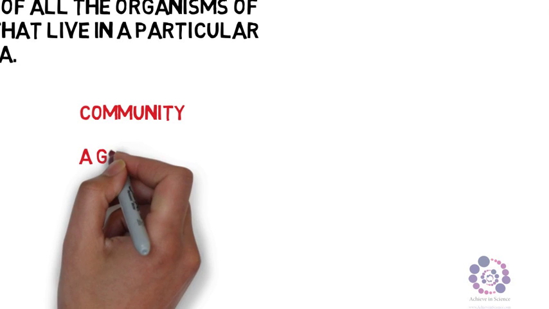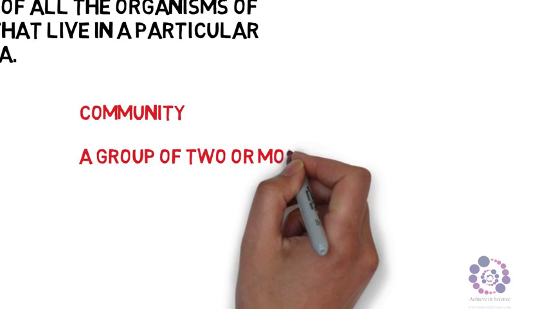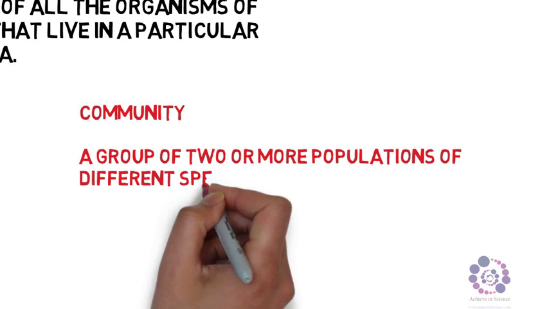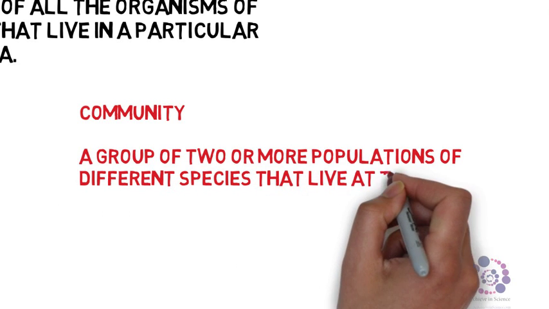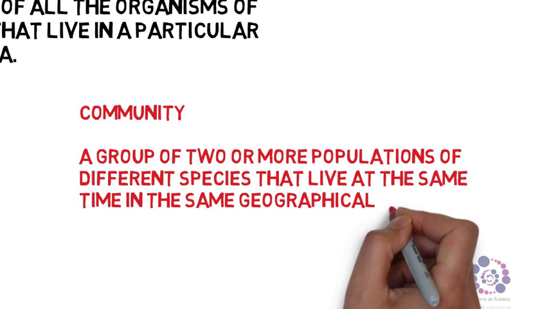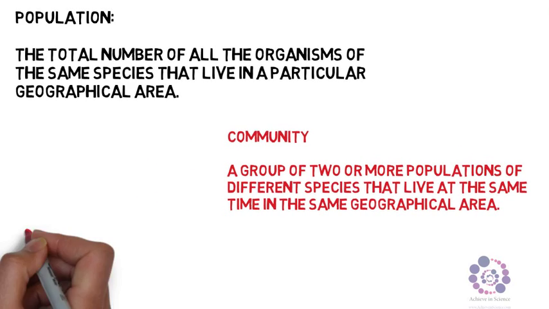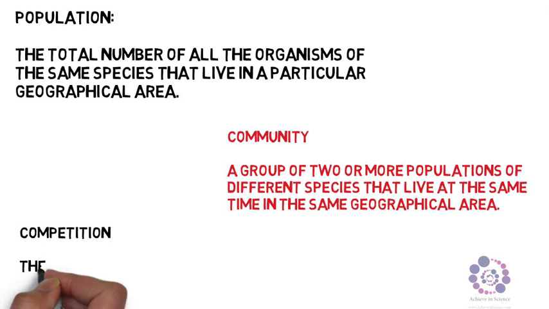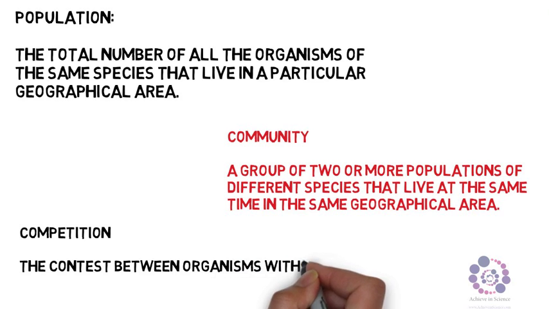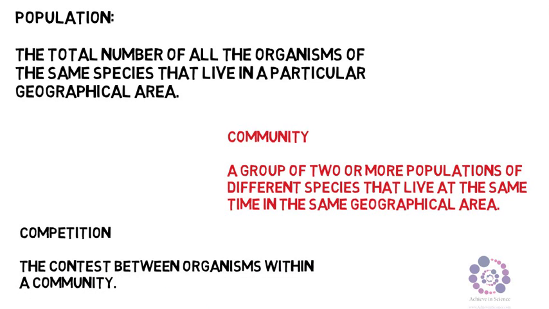The second key term that we need to use is community. This is a group of two or more populations of different species that live at the same time in the same geographical area. And then the final term to get familiar with is competition. And this is the contest between organisms within a community. So where you've got two or more different species.